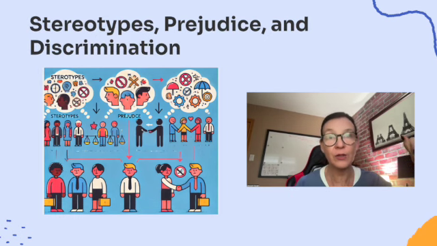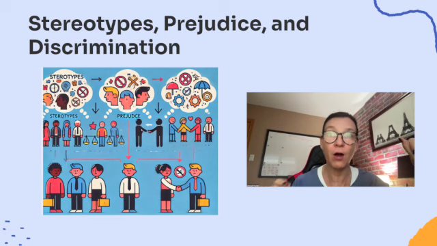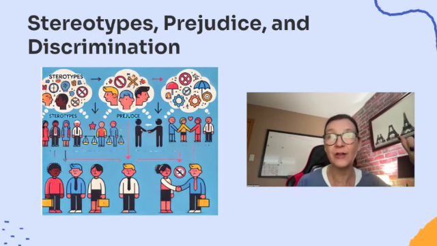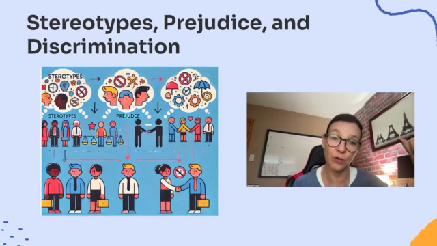They simplify social information, but are often oversimplified and therefore inaccurate. The definition for prejudice is a negative attitude or belief about a group, often rooted in a stereotype. And lastly, discrimination is actions based on prejudice that result in unfair treatment of individuals or groups.